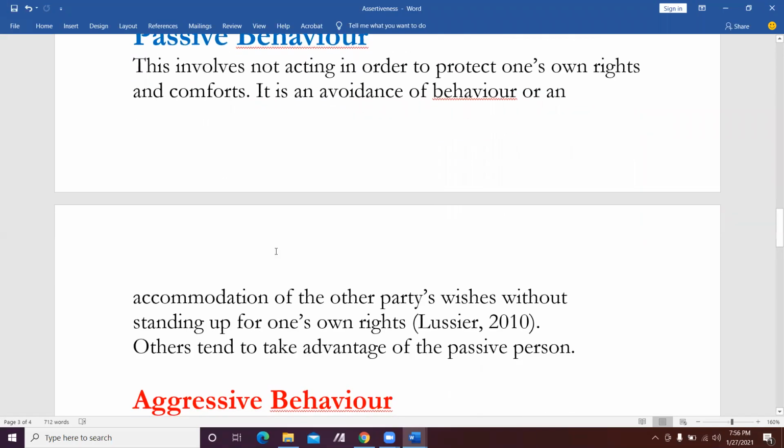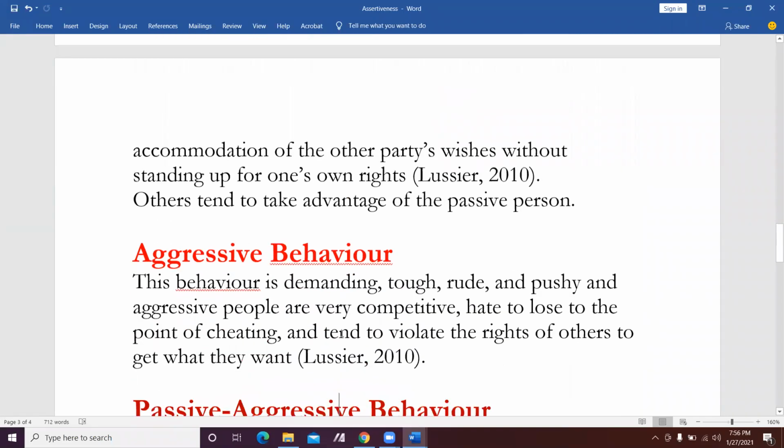Then others tend to take advantage of the passive person. That's why, if you engage in passive behavior, of course others come and take advantage. Others will definitely defeat you.